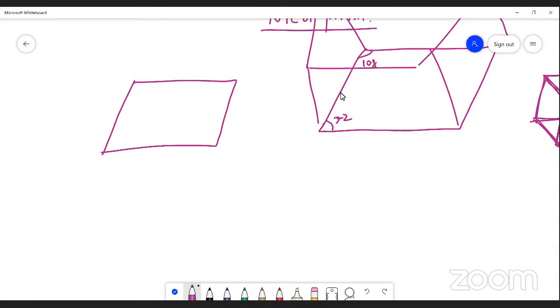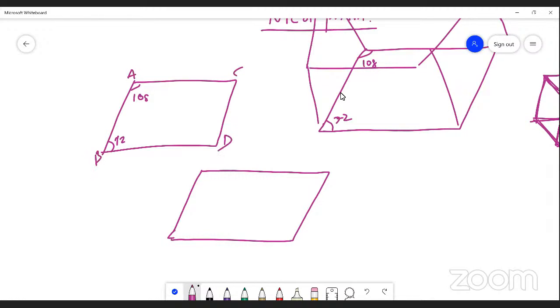Initially the crystal face has 72 and 108 degrees. Now it is divided into two parts passing through the diagonal, and then the angle should change. This is A, B, C, D. Before, the angle is 72 and 108 degrees, and next, after it is divided into two parts, it is joined using Canada balsam.